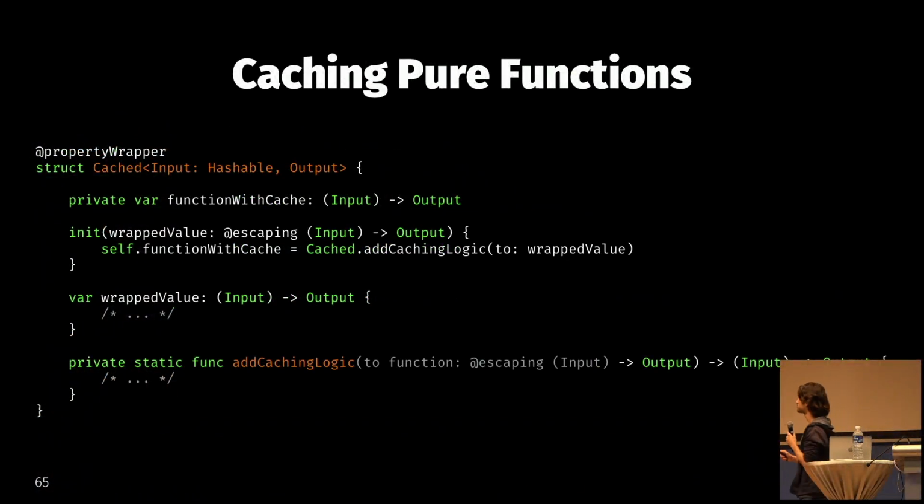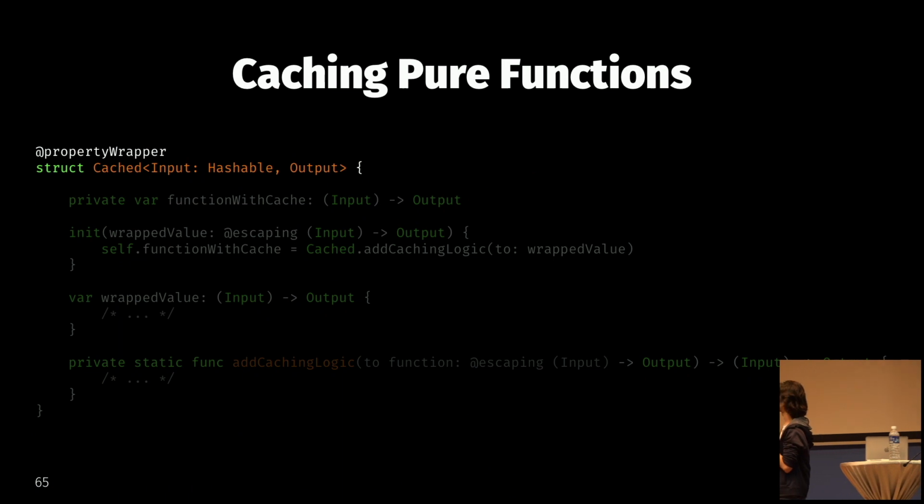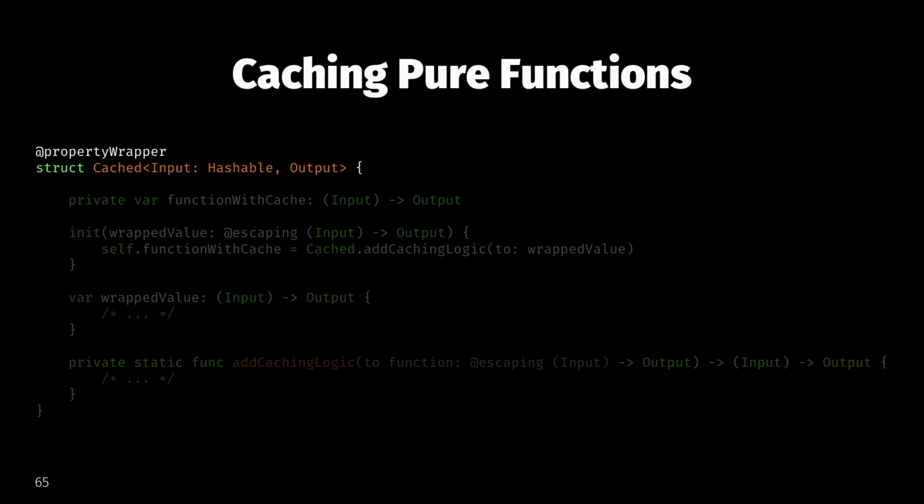So first, the struct. We call it Cached. It's a property wrapper. It's generic over two types, Input and Output. And we add the constraint that the input must be Hashable because this is something that our cache is going to require. Then inside the wrapper, we are going to store a function, a function to which we will add a caching logic. And this function goes from Input to Output, so no surprises there.